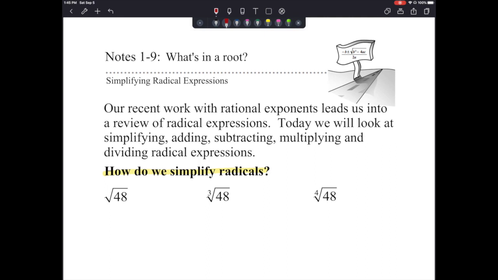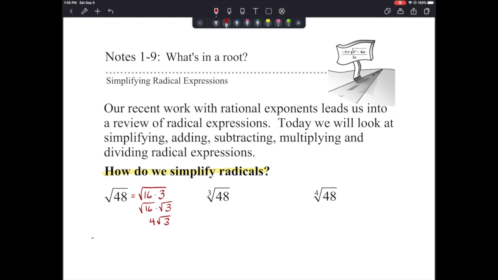You could probably look at this first one and say that this is going to be the same thing as the square root of 16 times 3, because you know 16 is a perfect square. And we break that into the square root of 16 times the square root of 3, and then you get 4 radical 3. And I'm fine with that if you want to do it that way.